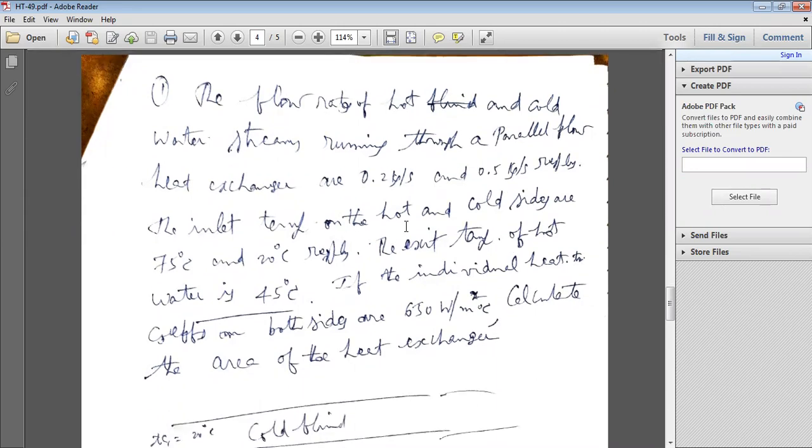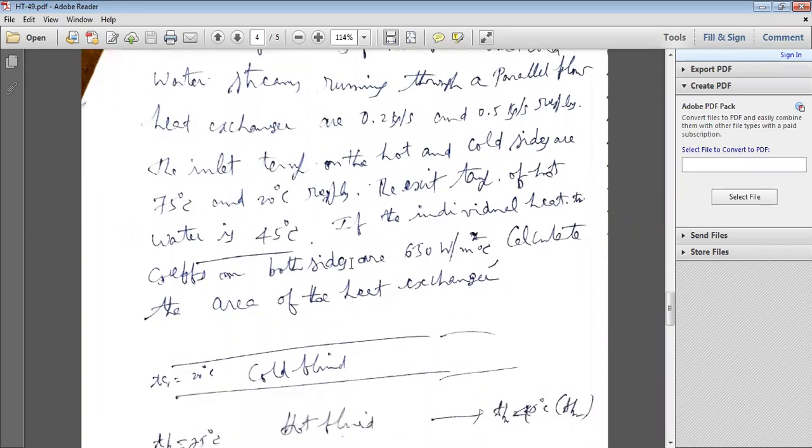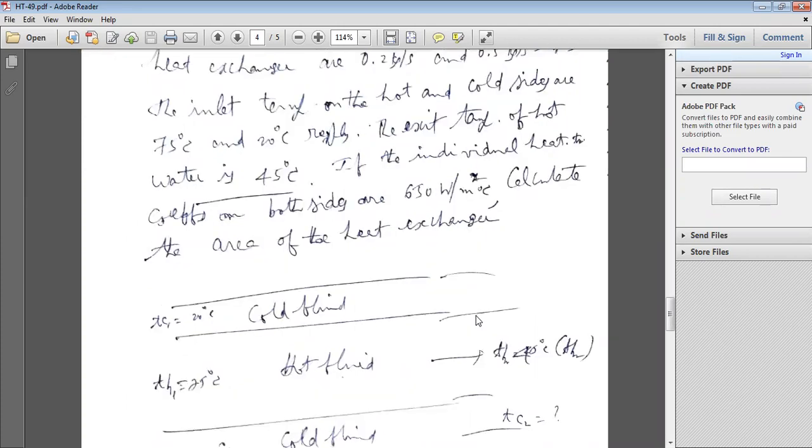Inlet temperature of the hot water, that is TH1, 75 degrees centigrade, and cold water TC1, 20 degrees centigrade. The exit temperature of hot water, that is TH2, temperature of the hot fluid at the outlet, 45 degrees centigrade. If the individual heat transfer coefficients on both sides, that is inside the tube and outside the tube, are 650 watt per meter square Kelvin, calculate the area of the heat exchanger.